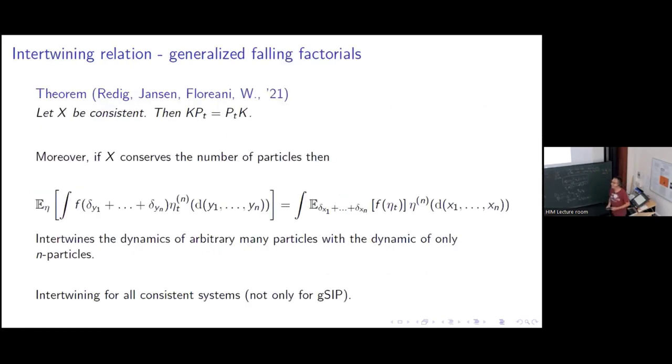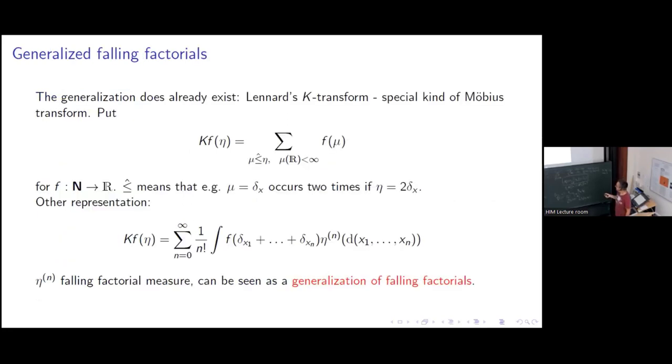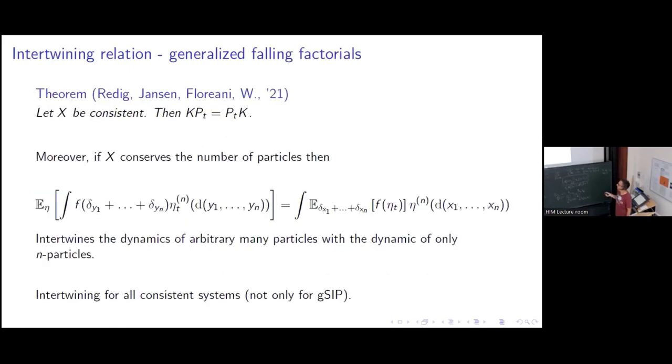Okay, and here's our theorem. If you have some consistent system, for example, the SIP or the G-SIP, then we have that intertwining relation. Yeah, so it's very short to formulate. One can also formulate it, so you see we have here a series. One can simply choose that F with support on n particles. Then you get an equation like that. For that, you need that the process conserves the number of particles. That was fulfilled for all examples I mentioned in that presentation yet.